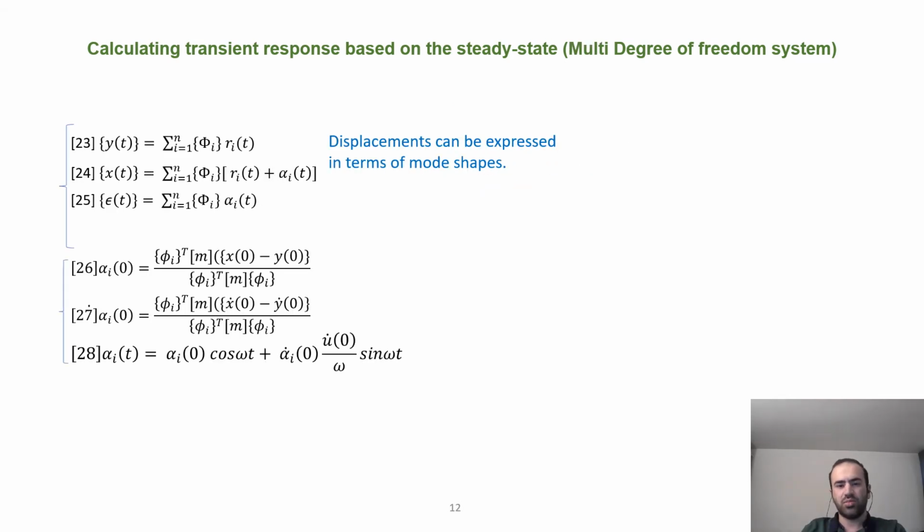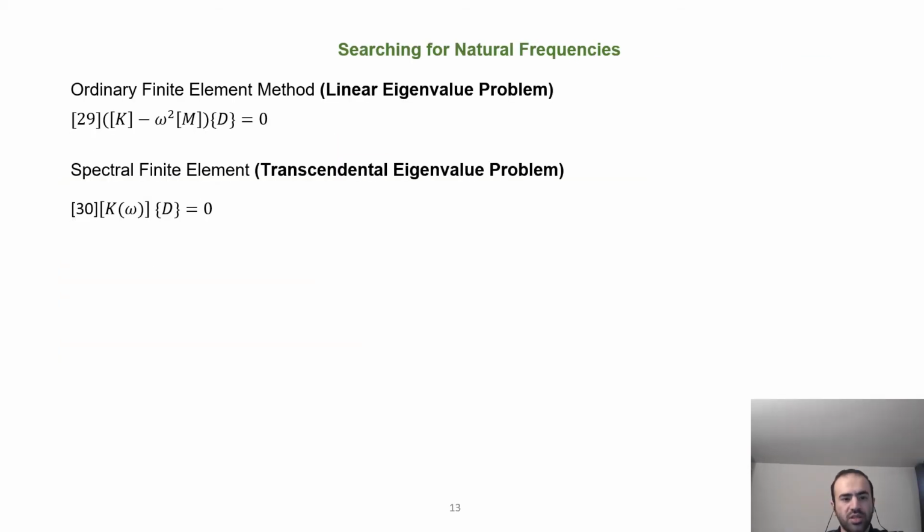The method can be extended to multi-degree of freedom systems as well. If we have access to natural frequencies of vibration and their corresponding modes of vibration and the mass matrix of the system, we can add the transient response as a superposition of contribution of different modes of vibration. In order to find the natural frequencies of the system, we need to find an eigenvalue problem. In the case of ordinary finite element method, we would have to solve a linear eigenvalue problem. But in the spectral finite element, because of the nonlinear terms on the dynamic stiffness matrix, we would have to solve a transcendental eigenvalue problem.